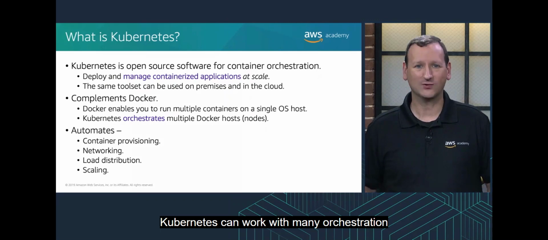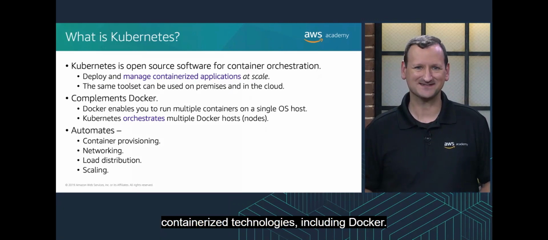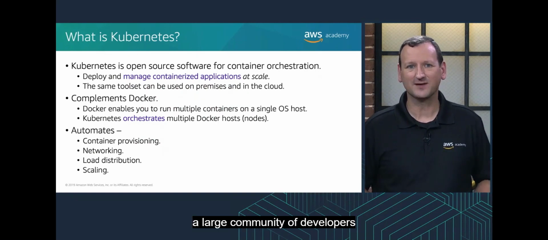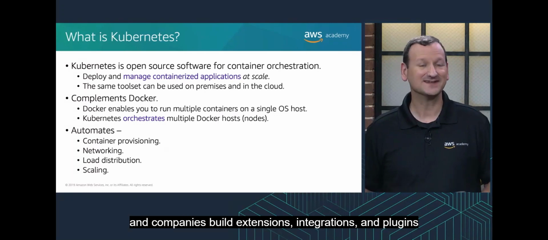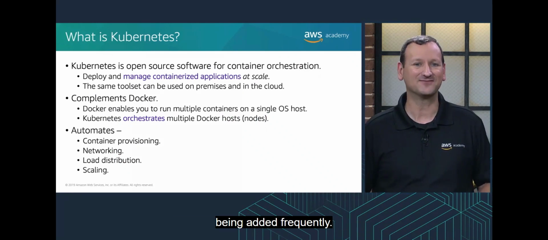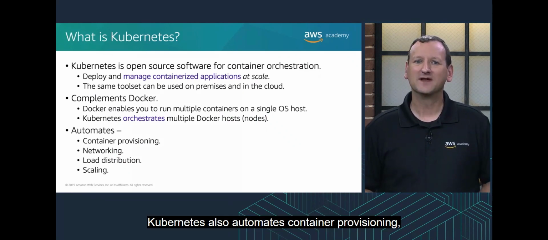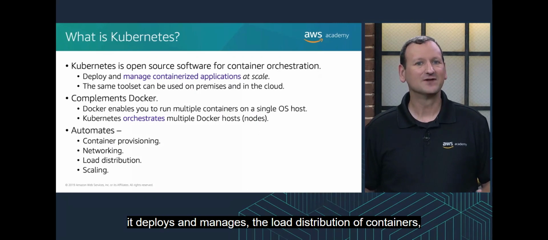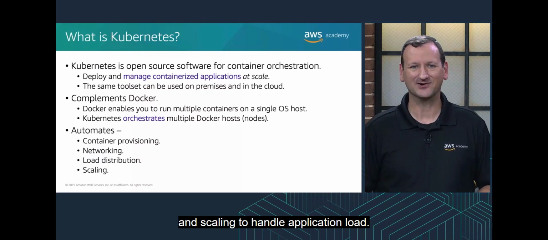Kubernetes can work with many orchestration containerized technologies, including Docker. Because it is a popular open source project, a large community of developers and companies build extensions, integrations, and plugins that keep the software relevant, resulting in new and in-demand features being added frequently. Kubernetes also automates container provisioning, the networking configuration of containers it deploys and manages, the load distribution of containers, and scaling to handle application load.